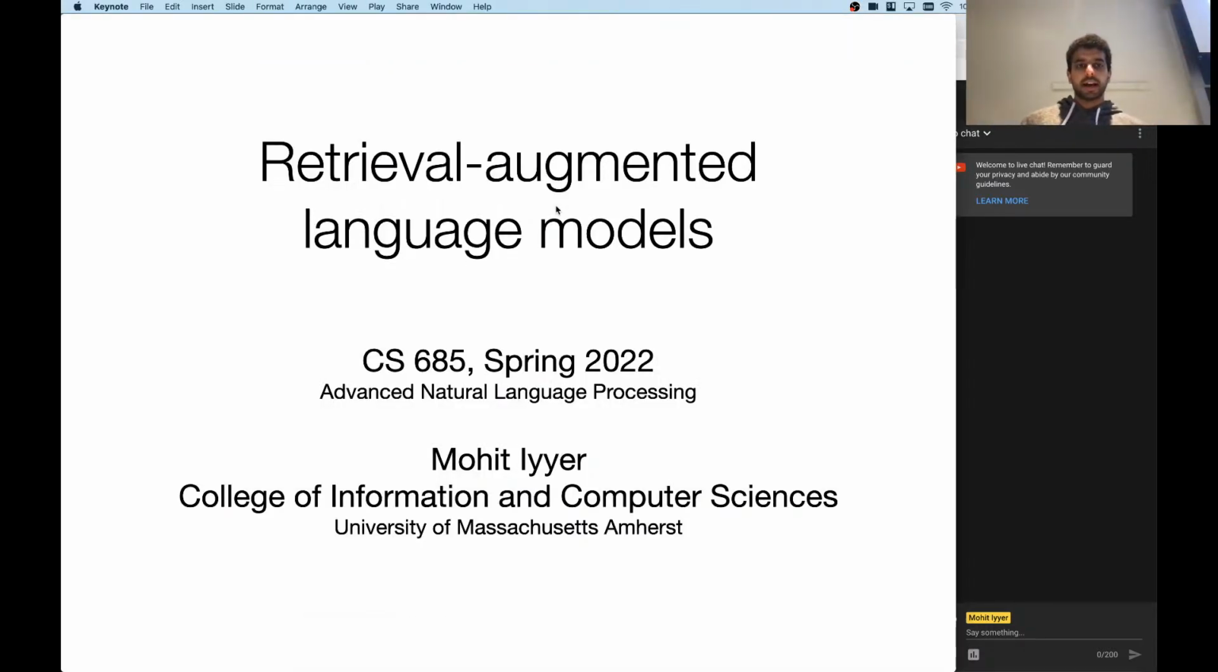So today's topic is retrieval-augmented language models. This is going to be the last topic that is fair game for your midterm next week. So we won't be covering any new information before the exam. So after today, you should be able to proceed with all your preparation.